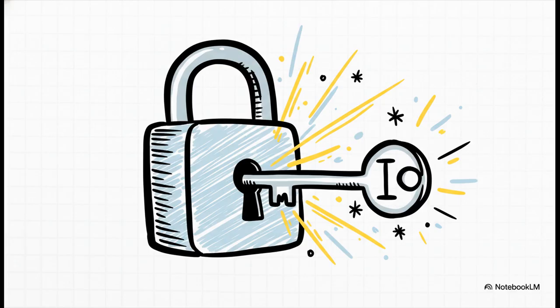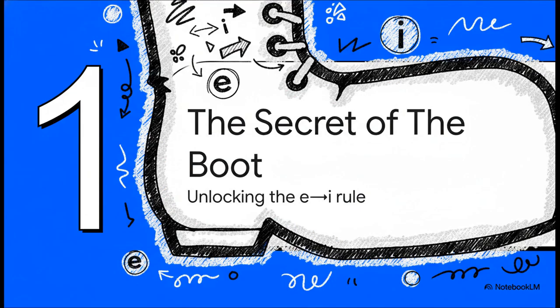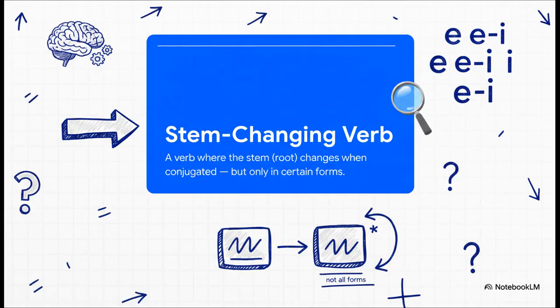Ready to get started? All right, to unlock this whole thing, you need to know about a simple, powerful, and kind of weird visual trick. I promise you, once you see it, it's the key to everything. Let's talk about the secret of the boot. First off, what even is a stem-changing verb? It's just a verb where the main part of it, the root, or the stem, does a little switcheroo when you conjugate it. But here's the really important part. It only changes in some of the forms, not all of them.